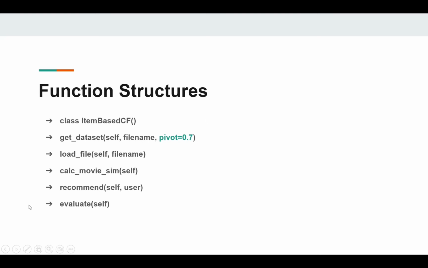And then in the recommend function, we need to find the top K similar movies and recommend N movies for the targeted user. If the user has already seen it, it's not recommended. And last is the evaluate function. We use 3 indexes to evaluate our model: precision, recall, and coverage.